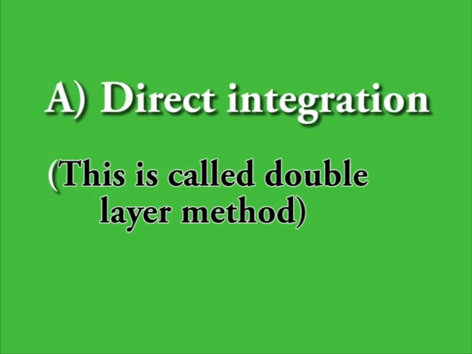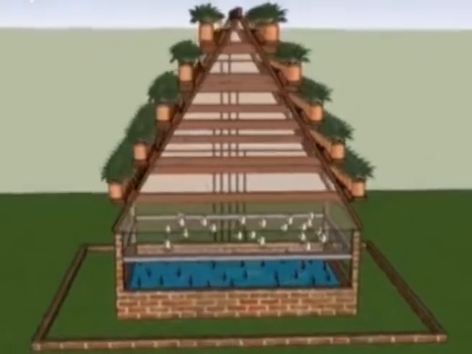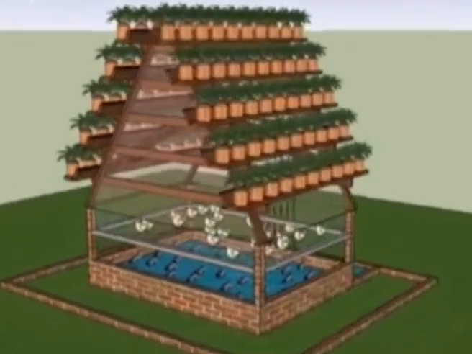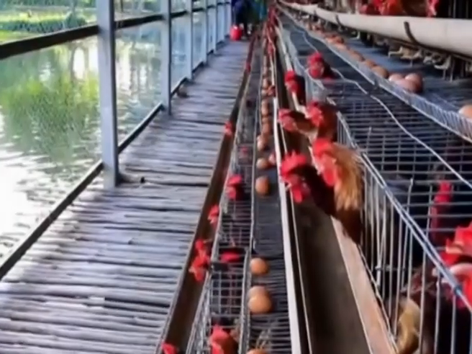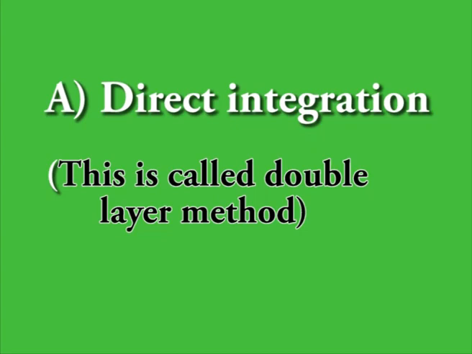Direct integration. In this method, fish farming was done with chicken; the poultry shed was built on top of the tank and hence waste automatically fell into the pond as feed for the fish. Probably this is called the double layer method.